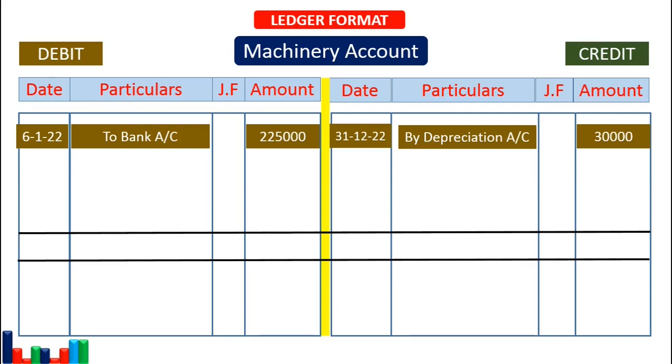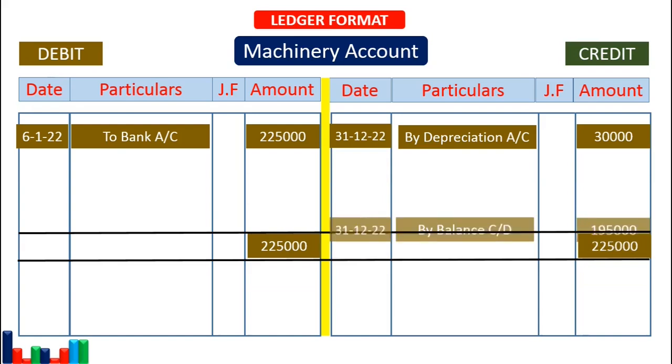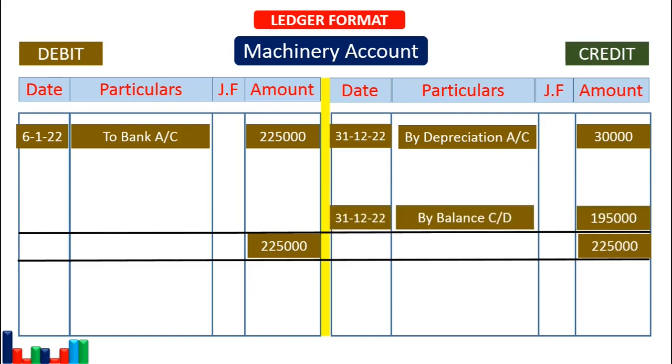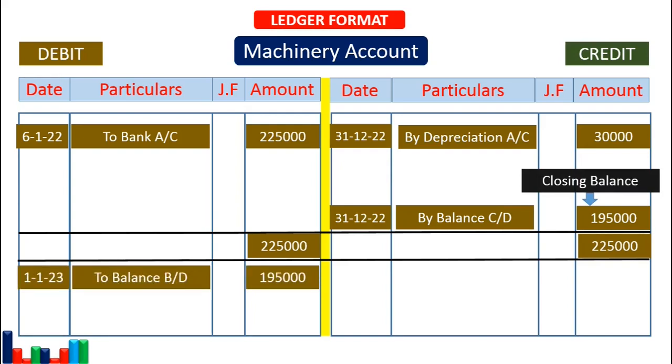After totaling the higher of debit and credit side, the balancing figure is written as by balance c/d, which represents the closing balance. This is done at the end of the accounting period. In the beginning of the new accounting period, the closing balance is transferred to the opposite side, which is referred to as the opening balance of the ledger.